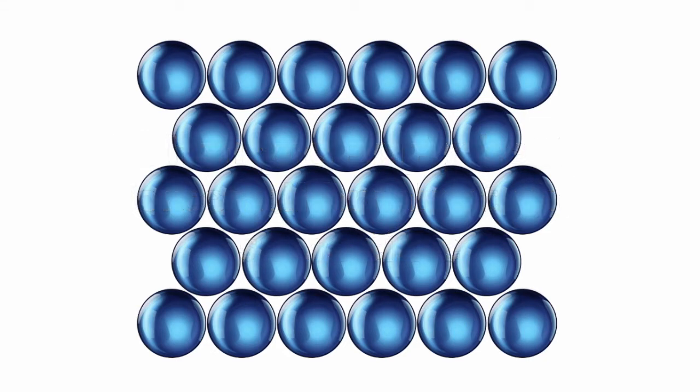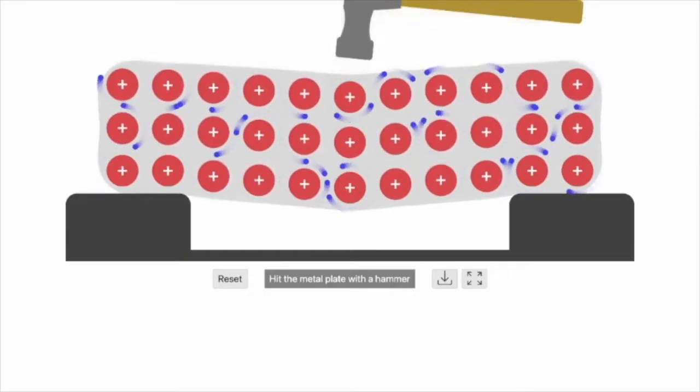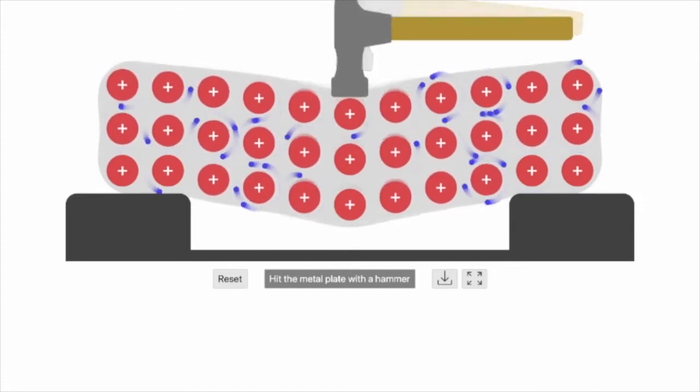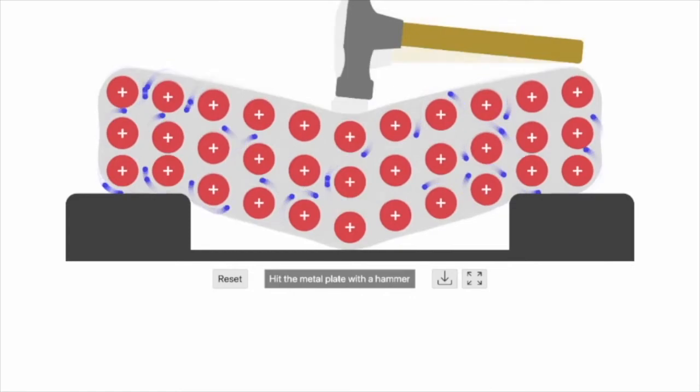Crystalline solids also tend to have cleavage. When you break them apart, the pieces have straight edges or planed surfaces. Metals are a bit of an exception since their sea of electrons structure tends to make them malleable and ductile instead.